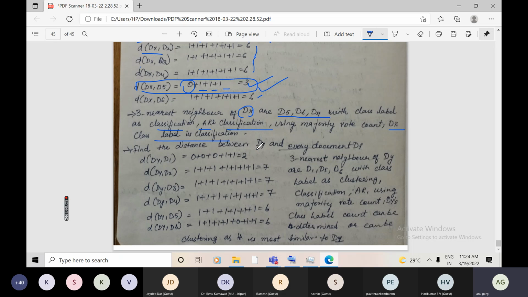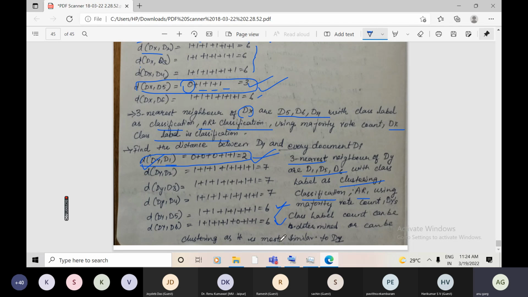Now similarly for dy also, you find the distance from D1 to D6. And here also you take 3 nearest neighbors. Now the 3 nearest neighbors in this case will be D1, D5 and D6. What are their labels? Clustering, classification, augmented reality. But now all these 3 are distinct. So which one should we take to classify dy? You can take d1, because out of these 3, the minimum distance is with d1 only.